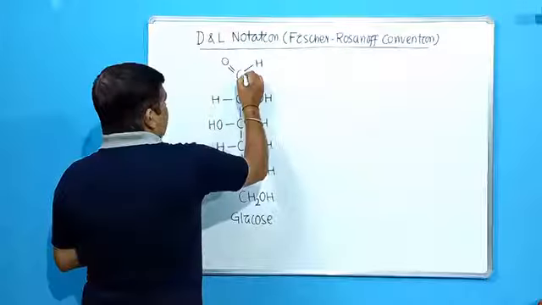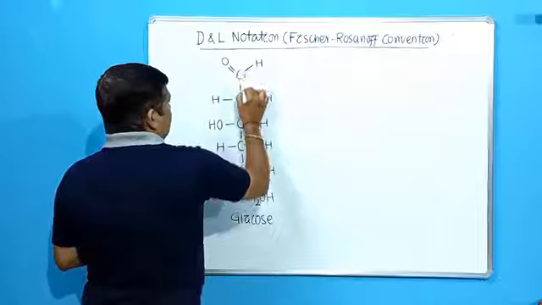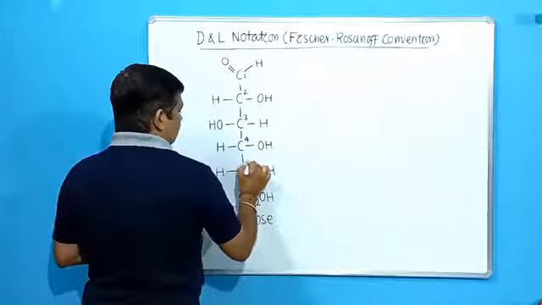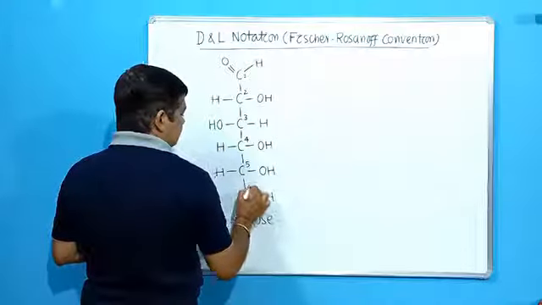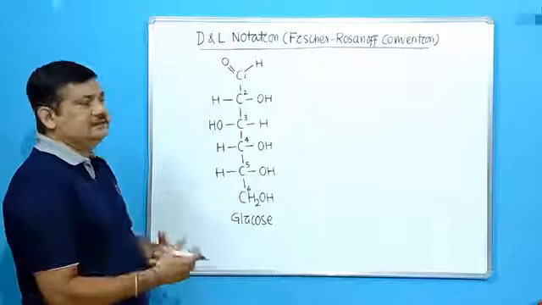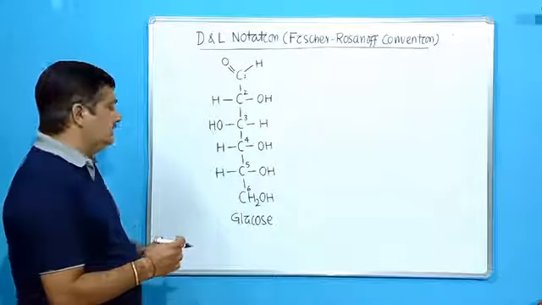So for this we will be numbering the carbon. So this is 1, this is 2, this is 3, this is 4, this is 5, this is also 6. So there are 6 carbon atoms, we have to number them. So in case of hexose, what is done?